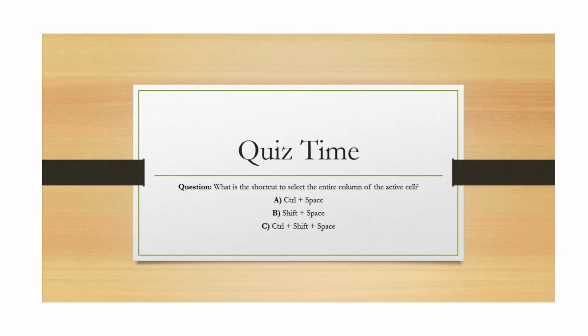Before proceeding further, let's take a short quiz. So here is the question: what is the shortcut to select the entire column of active cells? Here are some options in front of you. Write your answer in the comment section. The correct answer will be revealed in the bonus section along with a more helpful Excel shortcut at the last of the video. So till the time, just provide your answer, and let's get back to our next function.